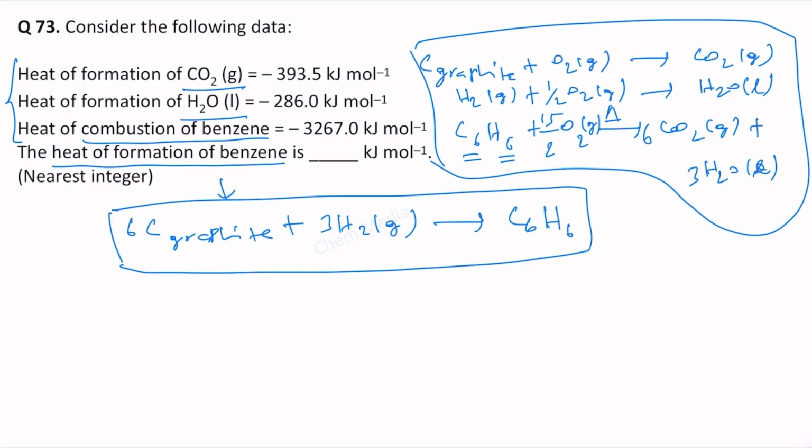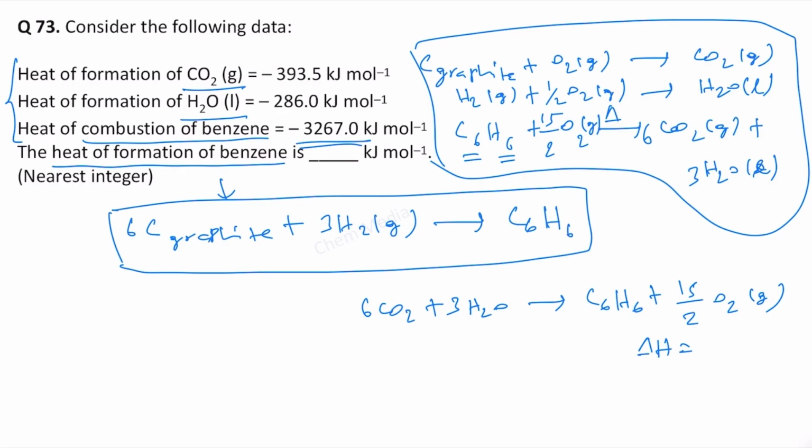Now how can we get to this equation from these three equations? We have to reverse equation 3 at least, isn't it? So that the benzene will be on the product side. So let's do that first. 6 times CO2 plus 3 times H2O giving C6H6 plus 15 by 2 O2. So this means the delta H value we need to change it now. So this would become plus, isn't it? 3267.